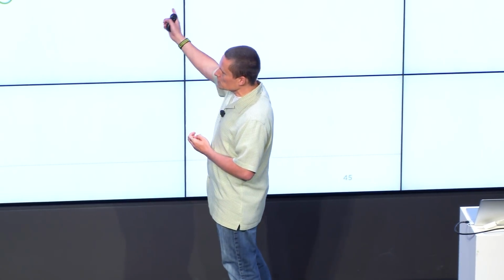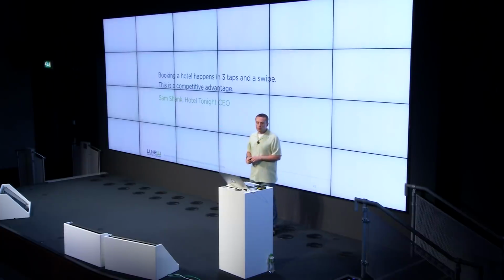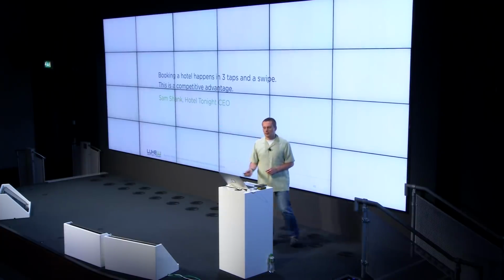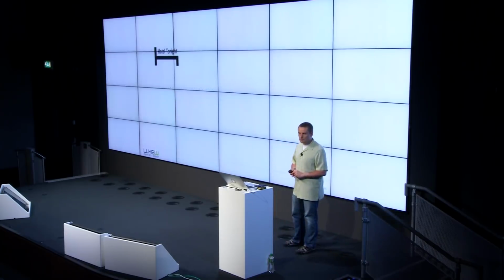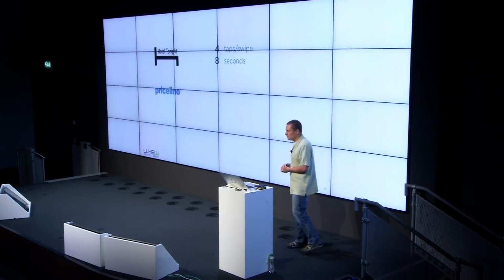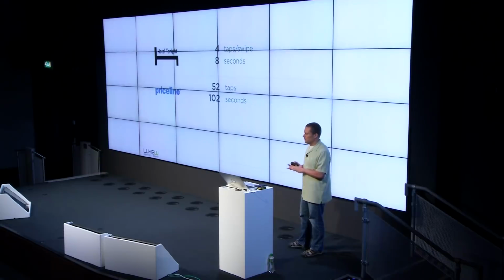And by the way, it's pretty notable that this is coming from a company like Hotel Tonight, because the CEO of Hotel Tonight actually considers their funnel to be a competitive advantage. Right? He's many times pointed out that booking a hotel is only 3 taps and 1 swipe. This is a big deal for us. We're so much better, and we actually do better because of this. And if you compare the booking flow to competitors, Hotel Tonight is 4 taps and a swipe, taking about 8 seconds. Something like Priceline, to do the same act, takes 52 taps and 102 seconds, a little bit more. Right. Hotels.com is 40 taps, 109 seconds, also a little bit more.